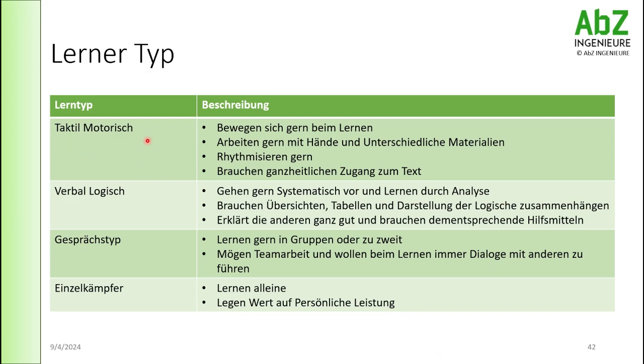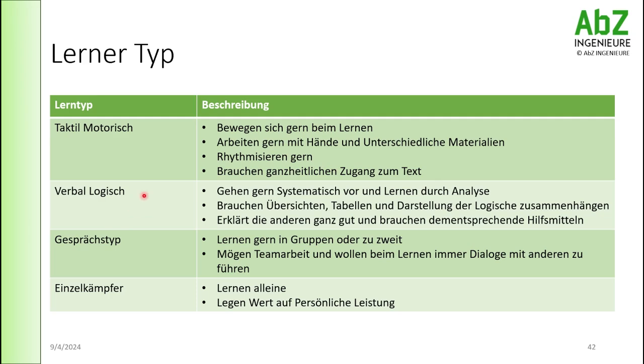Then you have Taktil Motorische. These are people who would like to do stuff and then learn. They are also called Haptische Lerner. They move a lot, they use their hands and they need a lot of materials to work with. They generate a rhyme or rhythm while learning, and they also need the entire text while working.